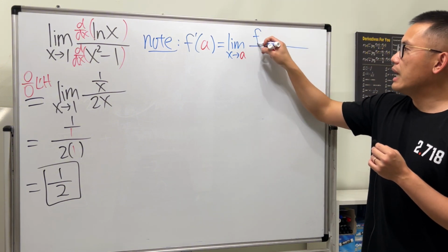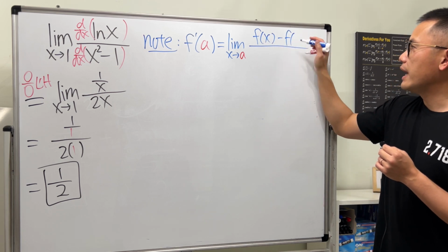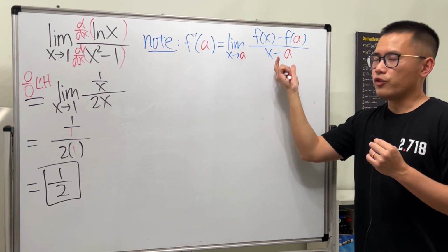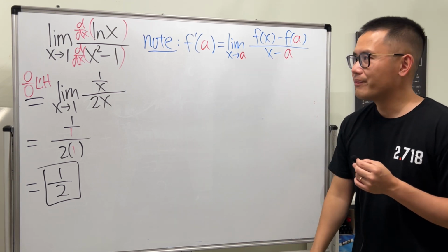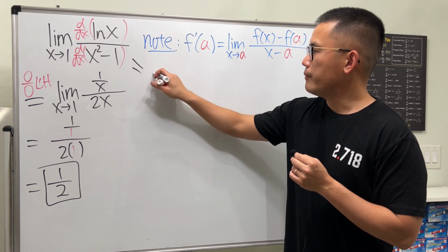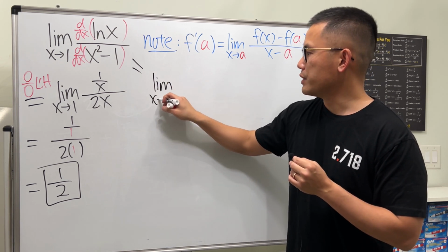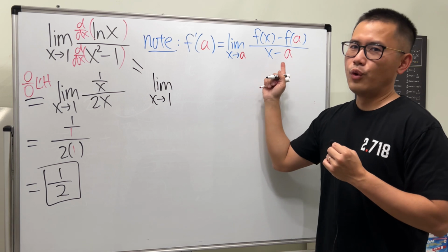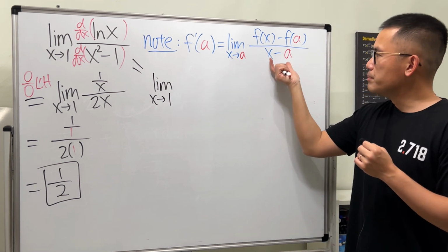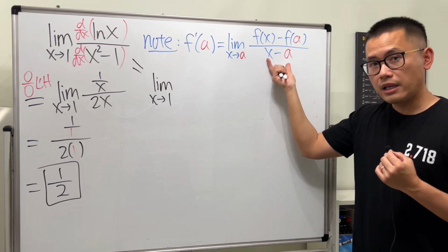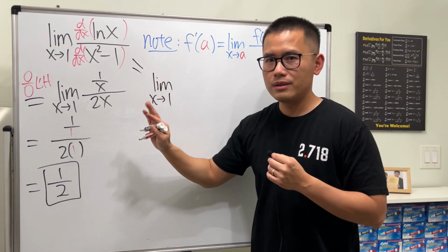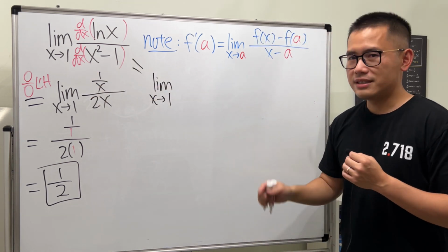On the top, we get f of x minus f of a over x minus a, which is just the slope formula with the limit. That's all. When we look at this function, if I really want to talk about the derivative, we should have it in this form. Notice when we have x approaching a, on the bottom we wanted to have x minus a, but I don't have x minus a. This is x squared minus 1. So not exactly the same.